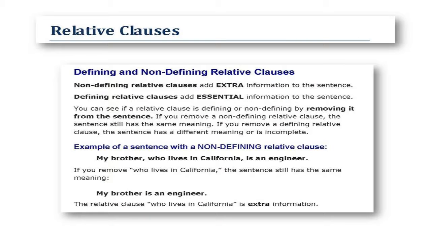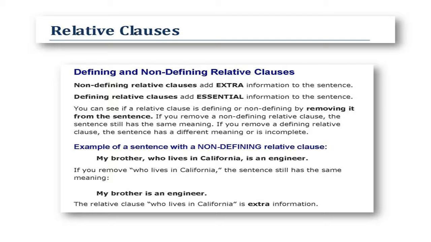Defining and non-defining relative clauses. Non-defining relative clauses add extra information to the sentence. Defining relative clauses add essential information to the sentence. You can see if a relative clause is defining or non-defining by removing it from the sentence. If you remove a non-defining relative clause, the sentence still has the same meaning. If you remove a defining relative clause, the sentence has a different meaning or is incomplete.